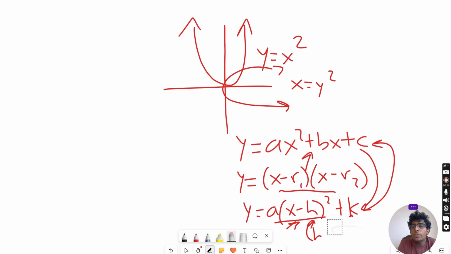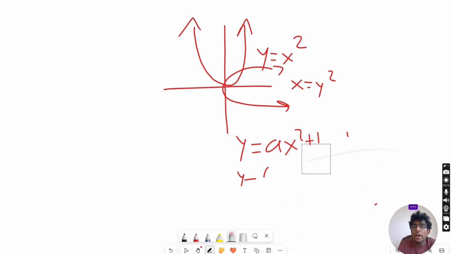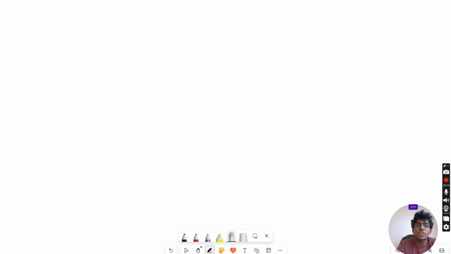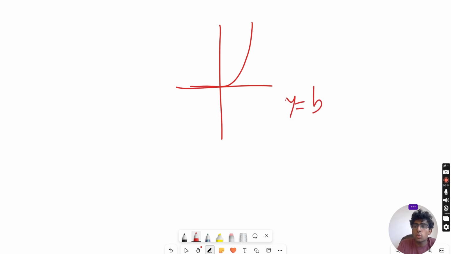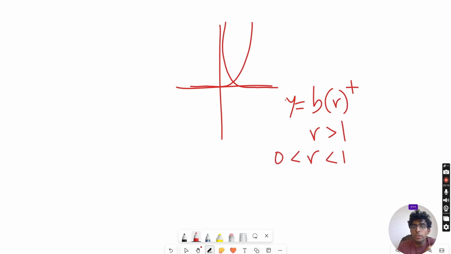Also, now we're going to move on to exponential graphs. For these, you don't need to know as much as quadratic. You just need to know that exponential growth functions are like this. They're in the form y equals b, let's say that's your y-intercept, times r to the power of t, where your r is greater than 1. Exponential decay is like this, where your r is going to be in between 0 and 1, like I mentioned earlier. As long as you know that, you'll be good for exponential graphs.